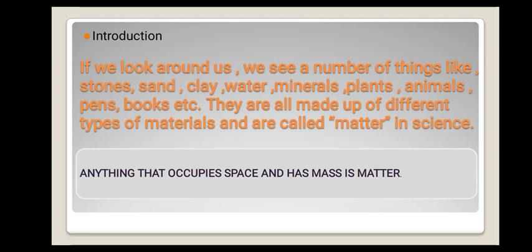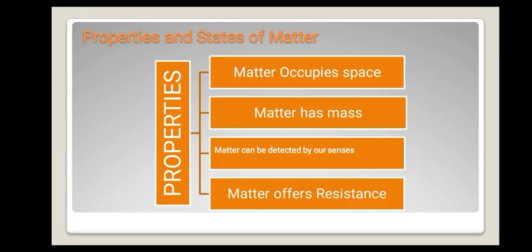Anything that occupies space and has mass is matter. Now, matter has several states and properties also. So now there are several properties. Matter occupies space, and the space occupied depends on its shape and size. The second property is matter has mass.